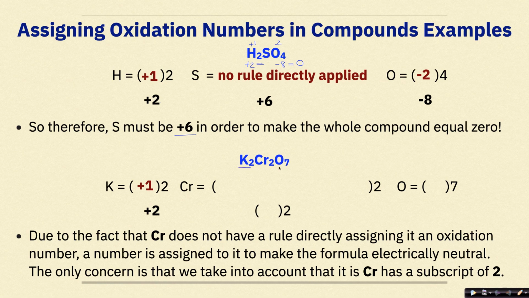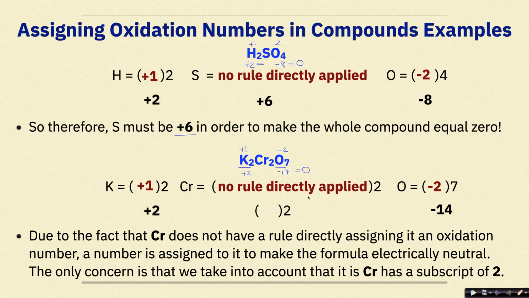Now let's go to oxygen. Oxygen is going to be negative 2 times 7, which gives me negative 14. K plus 1 times 2 is plus 2. The whole thing has to equal 0.